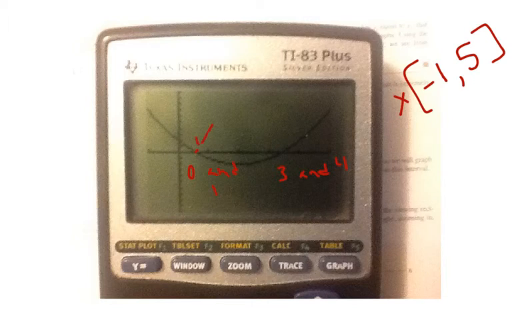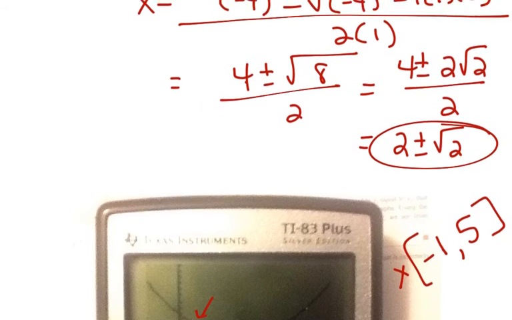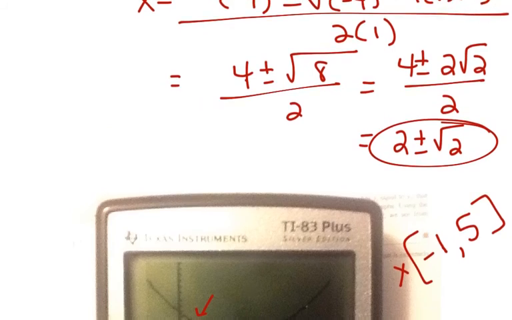To find this 0, I would put in my left bound as 0, enter, and then I would press 1, enter, and then when it says guess, I would hit enter again, and it's going to give me a nasty decimal that says something like 0.58578644. So we'll just say it's approximately 0.59, which I bet is 2 minus the square root of 2.